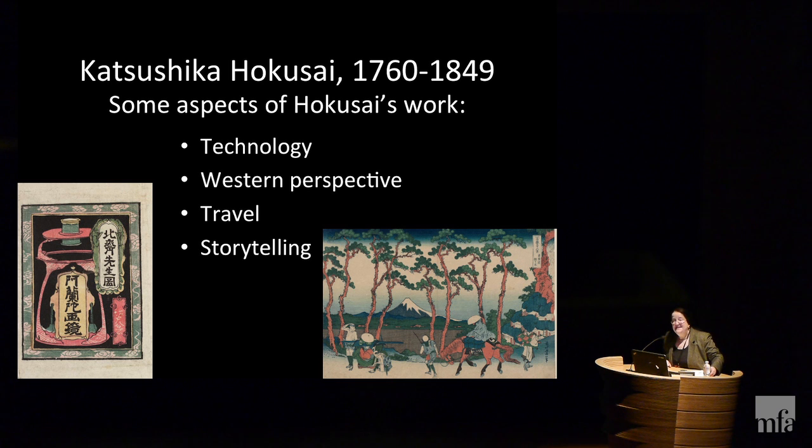So he lived from 1760 to 1849, a period when all kinds of things were happening in the world, and there are many interesting aspects of historical developments that we can find in Hokusai's work, especially his woodblock prints. So I'm going to be looking at technology, including both Hokusai's use of technology and also aspects of technology that we can see in his work. And then one special component within that is his use of Western perspective and how that came about. I'll also talk a bit about travel as we see it in the works of Hokusai.